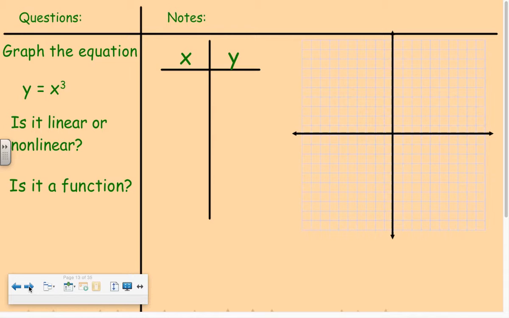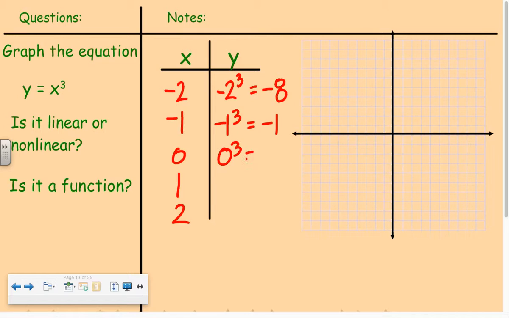X to the 3rd power. So -2 to the 3rd power would be like -2 times -2 times -2. So -2 times -2 is 4. 4 times -2 is -8. -1 to the 3rd power, well, -1 times -1 is 1. 1 times -1 is -1.